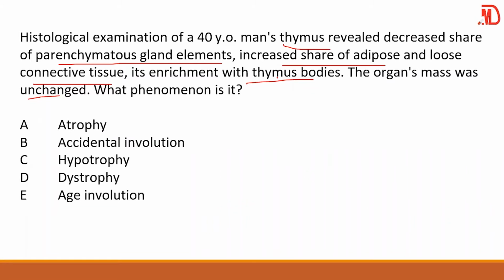Age involution. That means because the person is growing, these elements are being replaced with fat tissues. And at about 50 years of age, about 90% of the gland will be replaced with fat tissues. So please take note. And this person is 40. So definitely, this person is having what? An age involution. So the answer is E, age involution. All right.